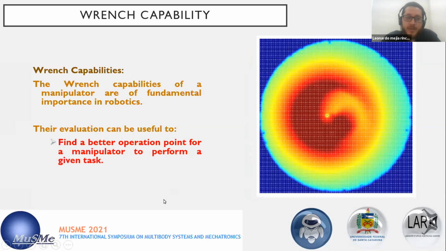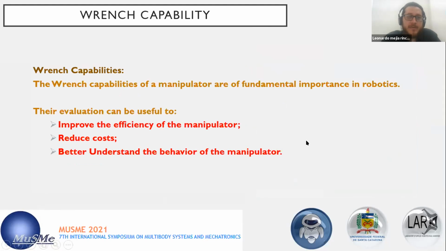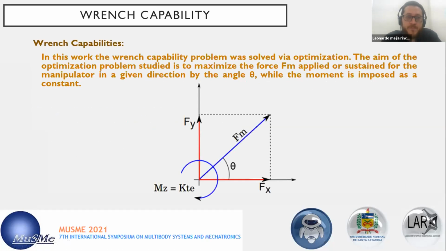You can also find the best operation point for a manipulator to perform a given task. So here, for example, you have a complete map of the forces, or the range capability, of a mechanical system, and you can identify, for example, several regions where the force is higher than in others. Then the range capability could also be useful to improve the efficiency of the manipulator, to reduce the cost and better understand the behavior of the manipulator.